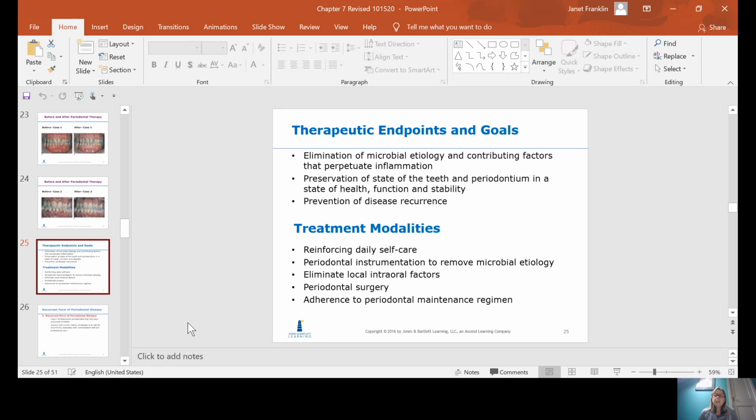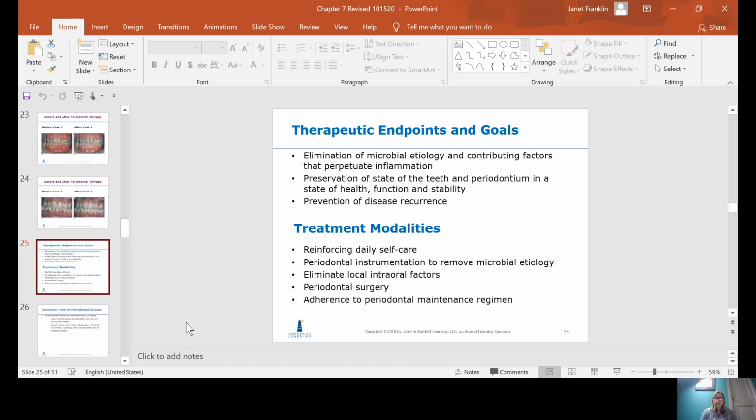Therapeutic endpoints: elimination of microbial etiology and contributing factors that perpetuate inflammation. So what that basically means is remove bacteria and anything that's contributing to it. So if the patient has an area where you can eliminate the problem, maybe it's a restoration overhang, you're going to recommend that the patient go and have the restoration replaced. If it's something like crowded teeth and you've recommended an orthodontic treatment, but the patient is not going to do orthodontic treatment, then giving them good home care instructions is the next best thing.